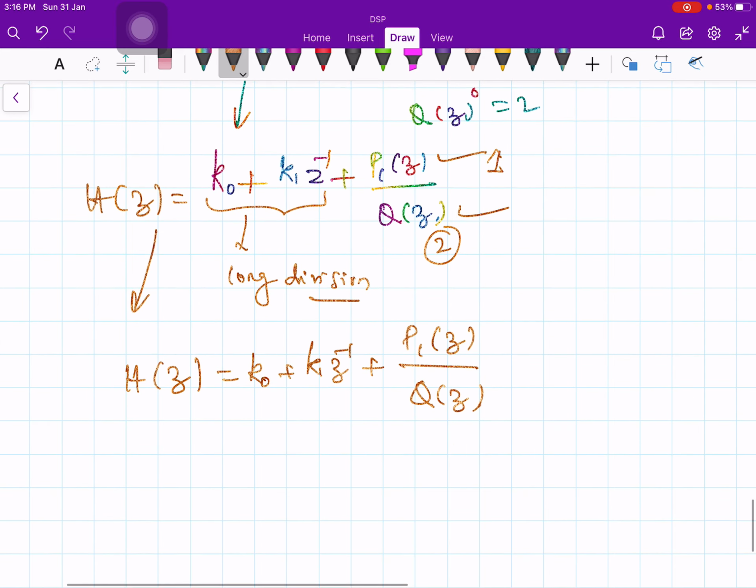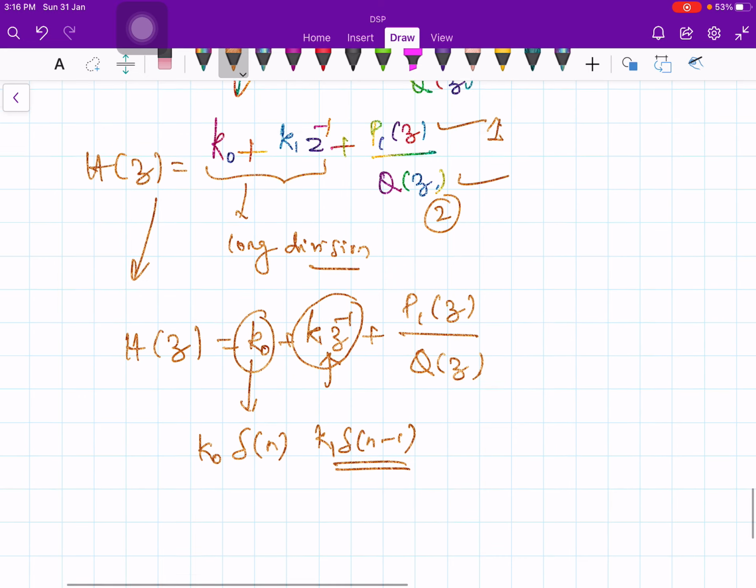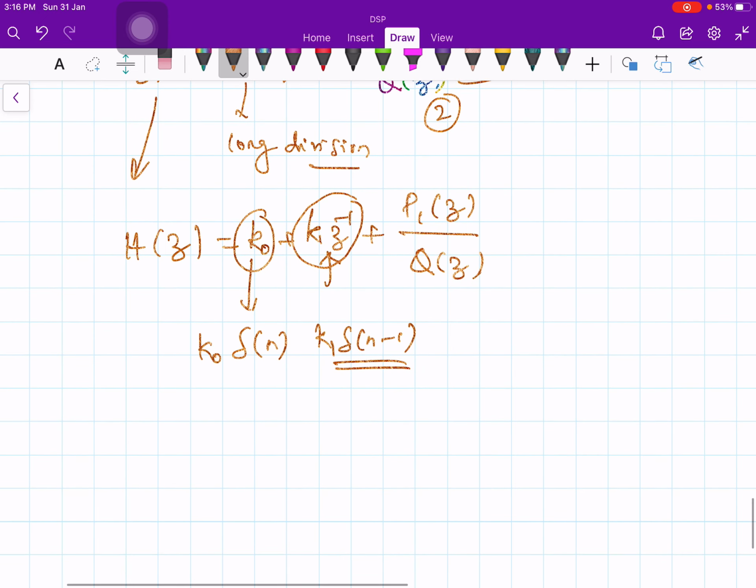And the inverse is not a problem. What is the inverse of k0? k0 times delta of n. What is the inverse of k1 times z inverse? k1 times delta of n minus 1, using the time shifting property. So finding the inverse of a constant or delayed by one sample is not a problem. So this is how you will take the partial fraction expansion.